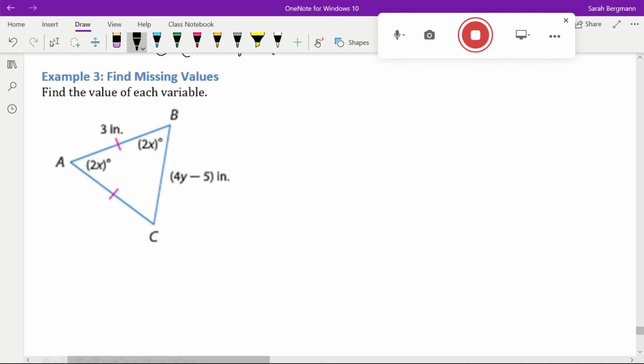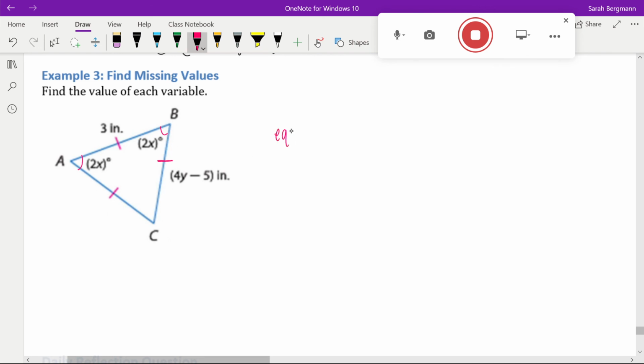Let's do one more practice problem together. It says find the value of each variable. So first of all, I see that angle A and angle B are congruent. Therefore, the sides across from those angles must also be congruent. AC is already marked with 1 dash, so I'll go ahead and mark BC with 1 dash as well. Now that's helpful because I see that triangle ABC is equilateral.